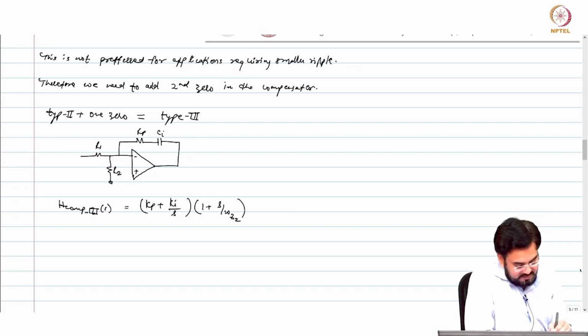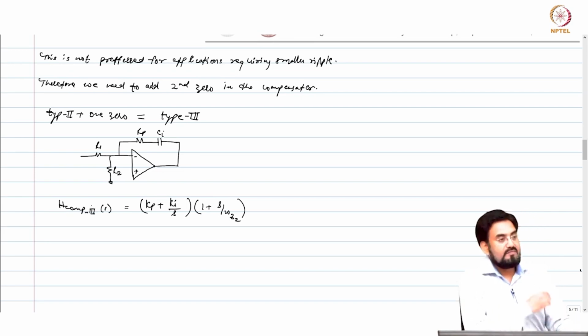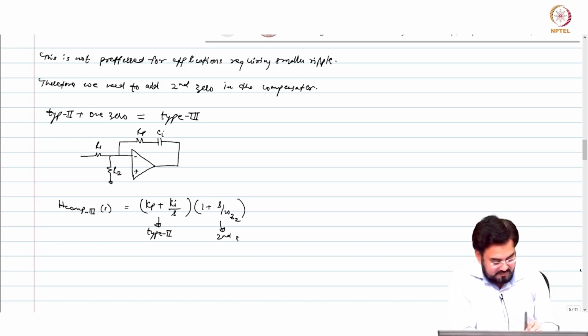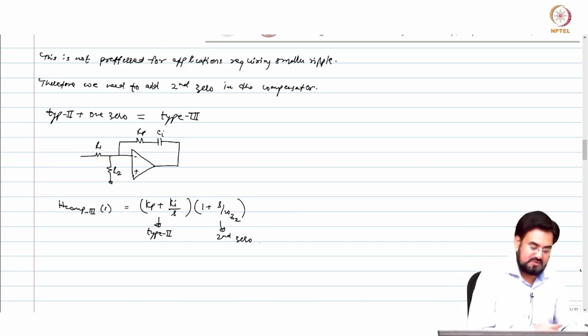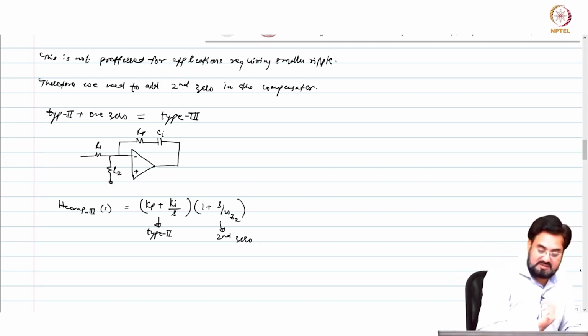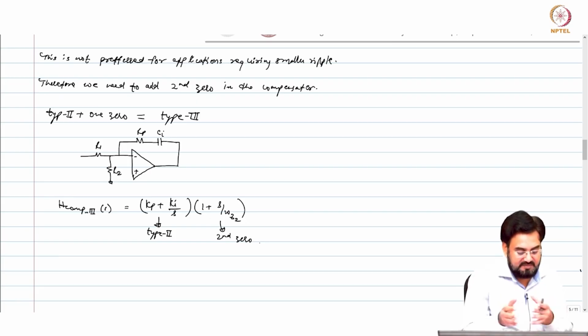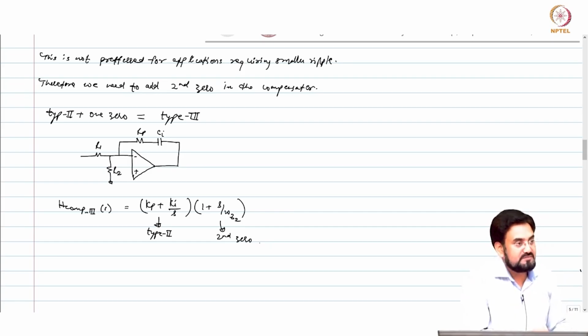Okay, type 3. So this is nothing but your type 2. So you have two zeros now. First zero is coming from your type 2, second zero is we need to add. So how can I add this zero? What changes I need to make to have this additional zero in the same circuit?